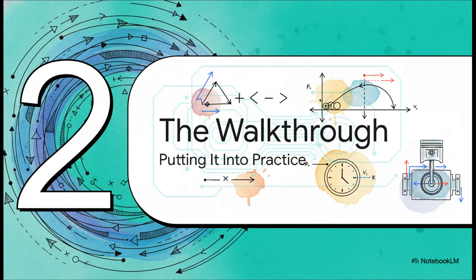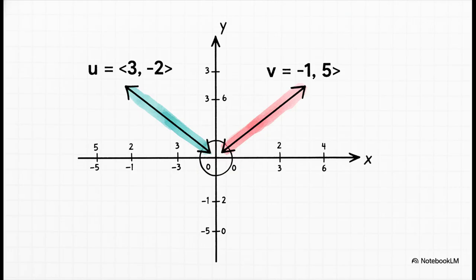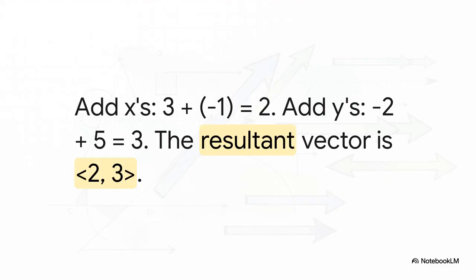Okay, enough with the theory, right? Let's actually see how this works with some real numbers. We'll start off easy and then ramp it up to a full-blown physics problem. So here's our first one. We've got two vectors, u and v. All we have to do is find their sum. Remember the rule? Just keep the components separate. And bam, here's how it plays out.